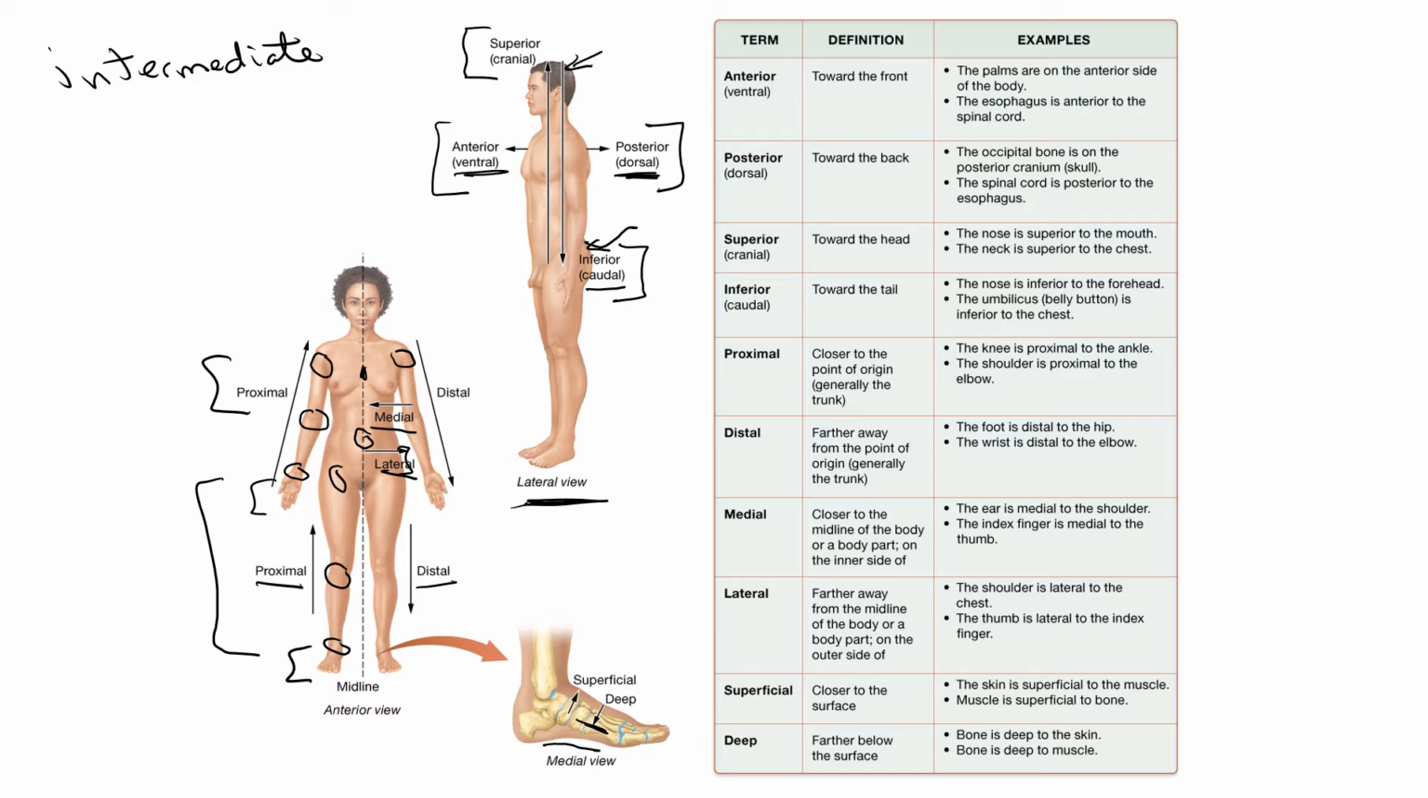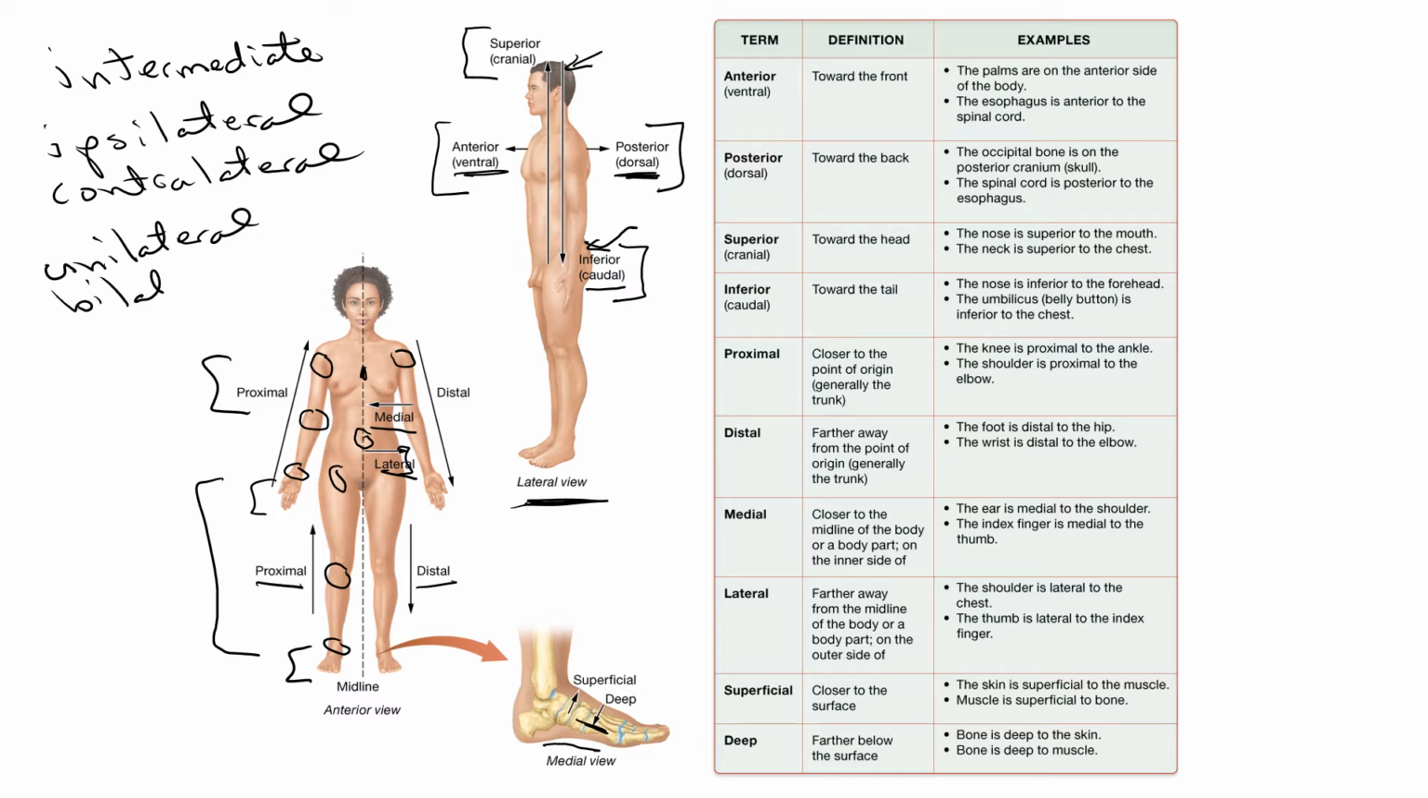Other terms that are used are ipsilateral and contralateral. And we'll also use some terms occasionally, unilateral and bilateral. Unilateral means something that's only on one side. You fell and scraped your right elbow, so that's a unilateral abrasion. Bilateral would be you fell down and you scraped both elbows.